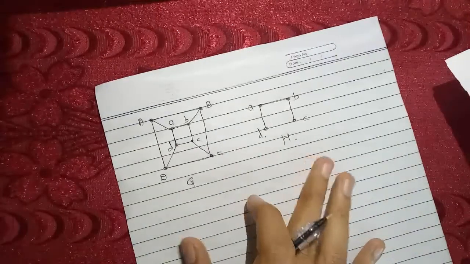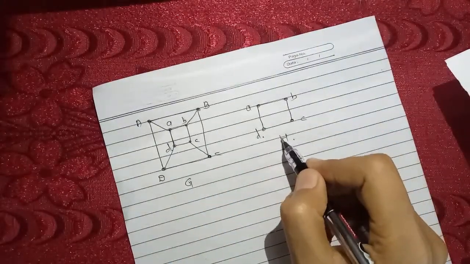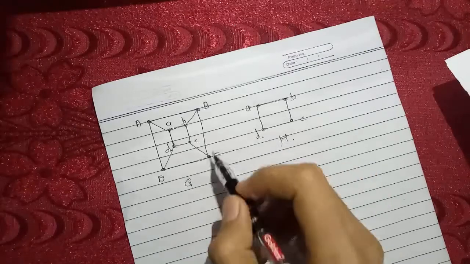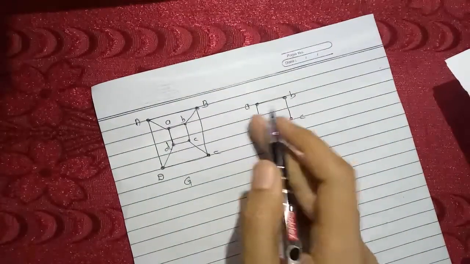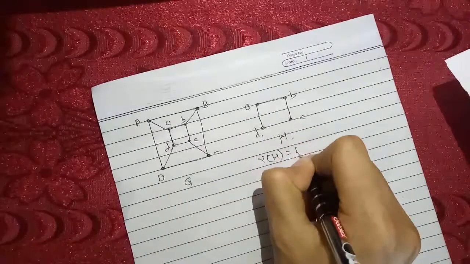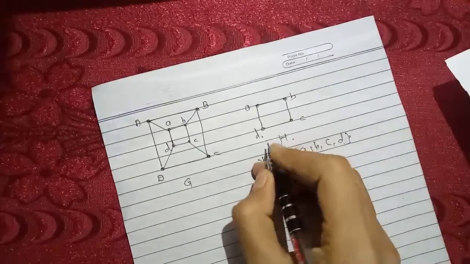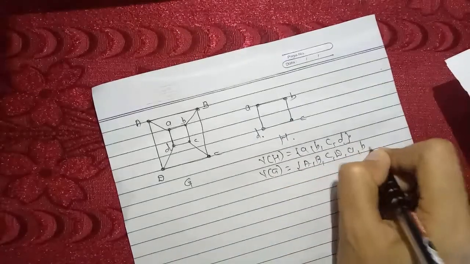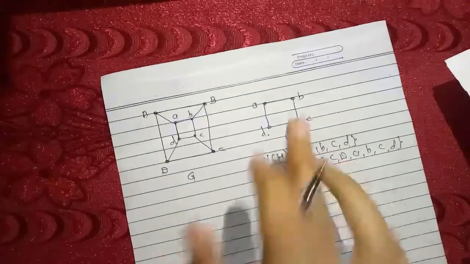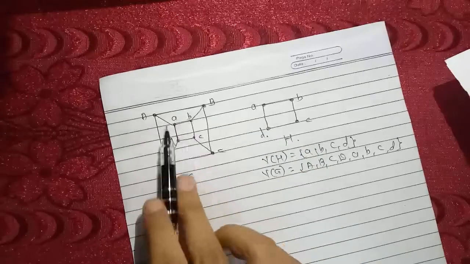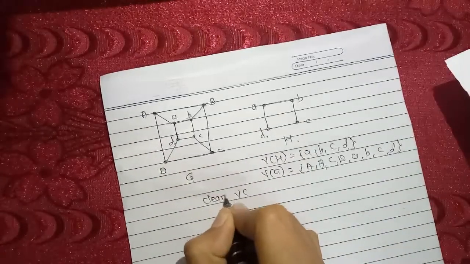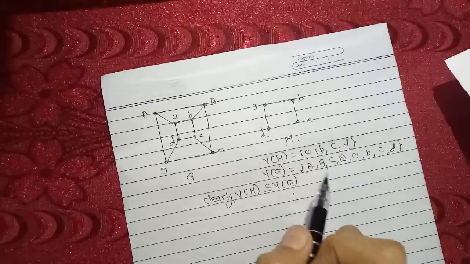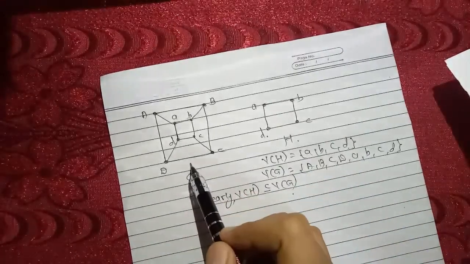Let us check. For H to be a subgraph of G, the vertex set of H should be a subset of the vertex set of G and the edge set of H should be a subset of the edge set of G. Now if we observe, the vertex set of H is equal to A, B, C and D, and the vertex set of G is equal to A, B, C, D. Clearly the vertex set of H is a subset of the vertex set of G.